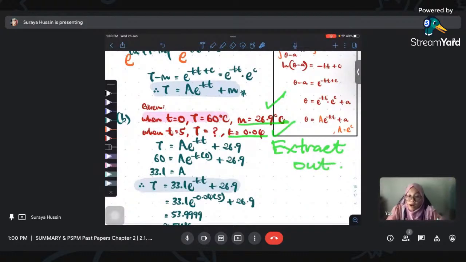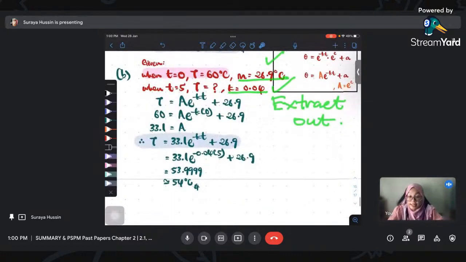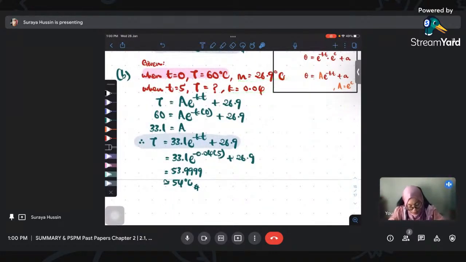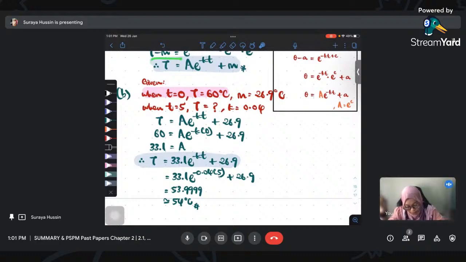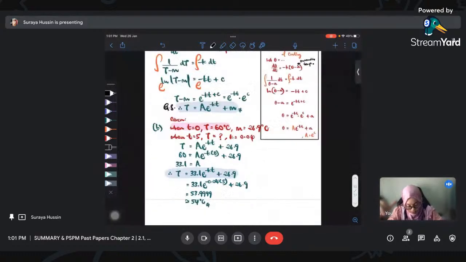Extract the info out. Bila dah keluarkan info, barulah boleh jawab soalan. Nak jawab macam mana? Jawablah mengikut apa yang diberi pada kamu. Okay, diberi pada kamu is bukan diberi pada kamu. This is your general solution, right? So you have to use your general solution.